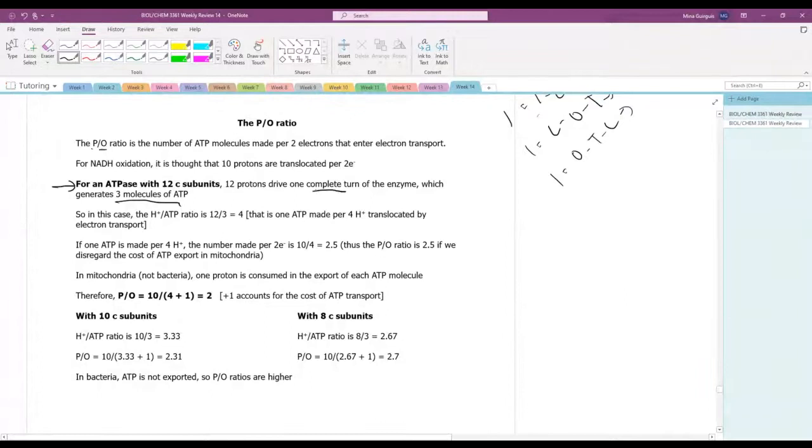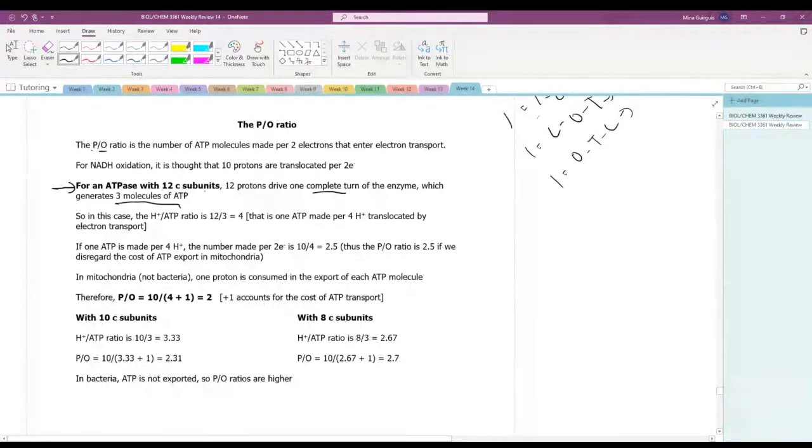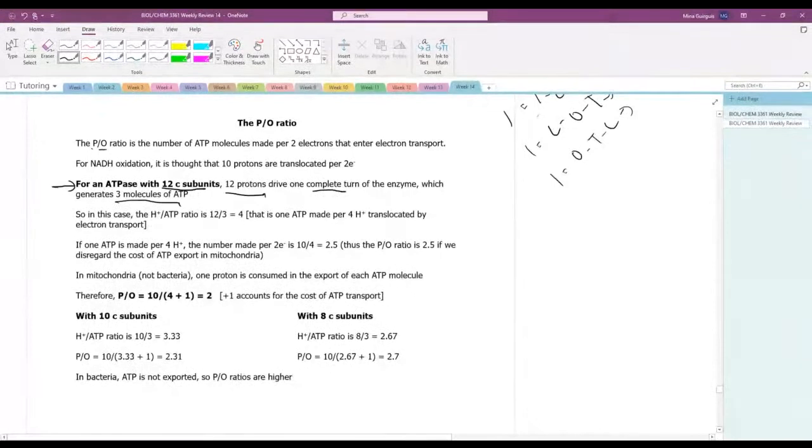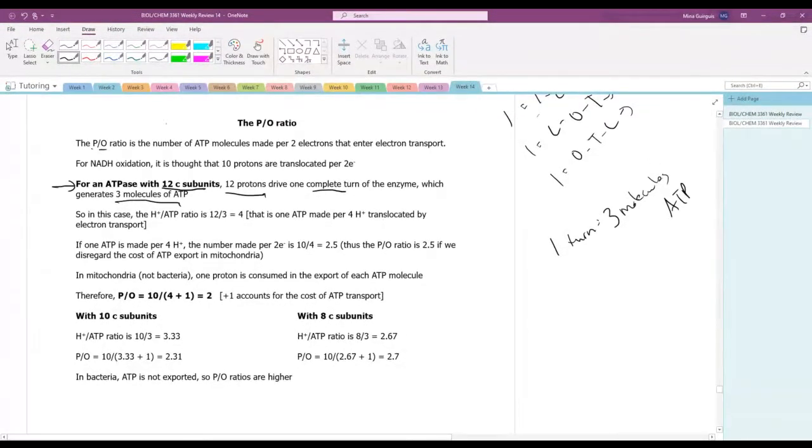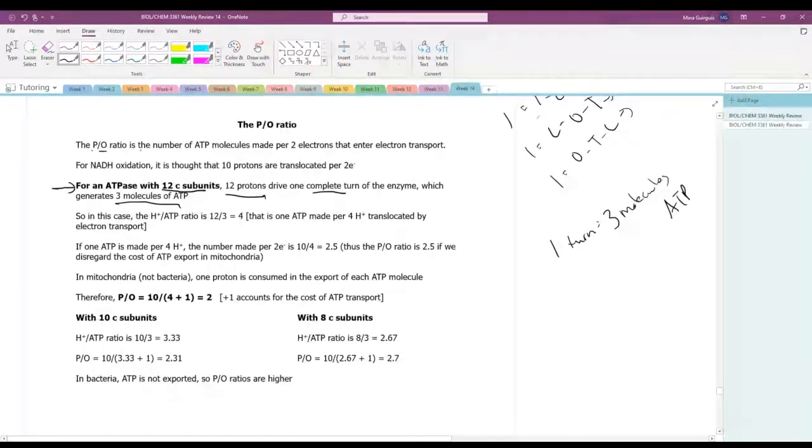Because we have 12 subunits, and we talked about how the subunits rotate all the way around to release a single proton, each subunit has to get protonated to turn the enzyme 1 complete cycle. Therefore, the number of subunits equals the number of protons for 1 complete turn. 1 turn equals 3 molecules of ATP. Okay, so now let's come back to this.